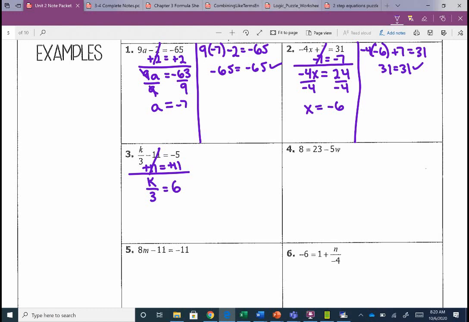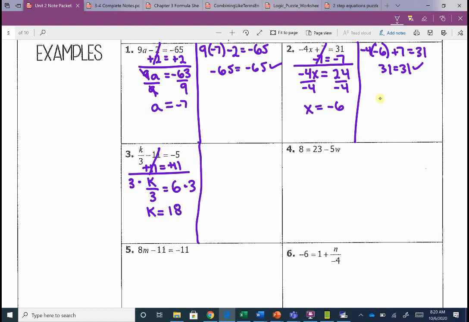Now this one, we have that fraction bar. What does that fraction bar mean? Division. Yeah, it means division. How do we undo division? Multiply. So we times 3 on both sides. So on the left-hand side, all we have left is k. And 6 times 3 gives me 18.